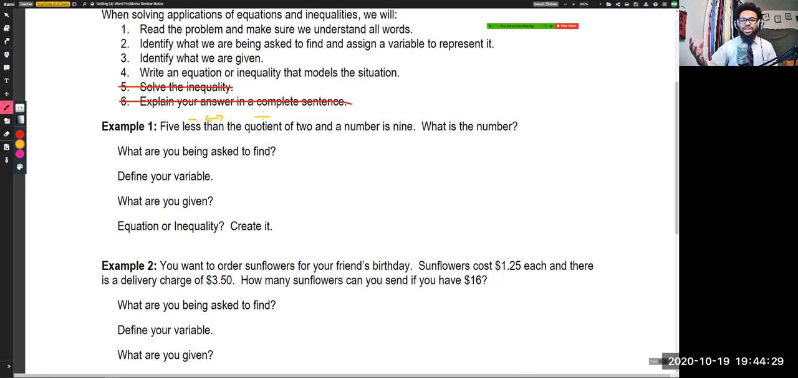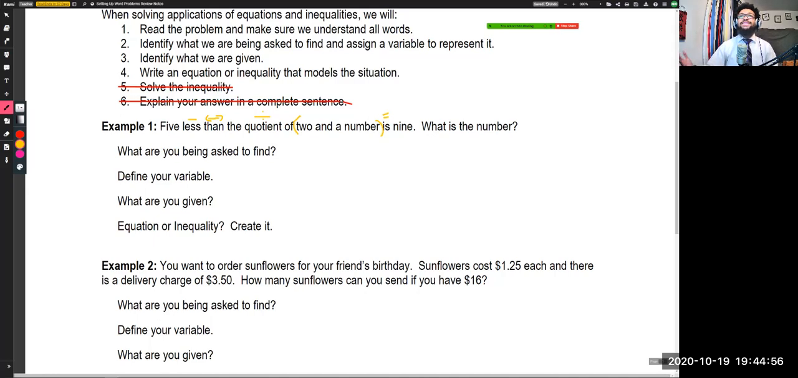The quotient of 2 and a number, when you have something, operation, and then of right after it, typically what follows that is going to go in parentheses. So that's going to be indicated with a set of parentheses around it, 2 and a number. And then this tells us that it is an equation. And then 9 is just another number. So we've just done number 1. We read the problem and we made sure we understood all the words.